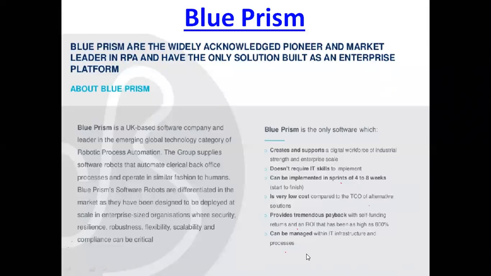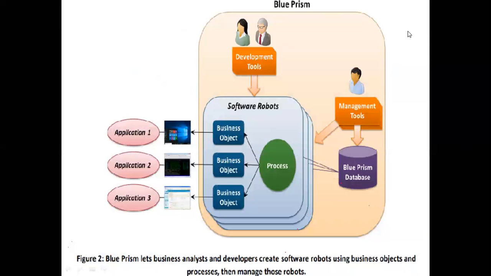It can be managed within IT infrastructure as well as the processes. We can automate any business application by using Blue Prism. Now you can see here, Blue Prism lets business analysts and developers create software robots using the business objects and process, then manage these robots.